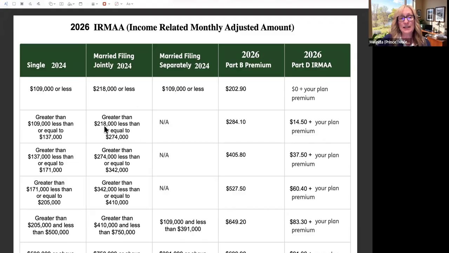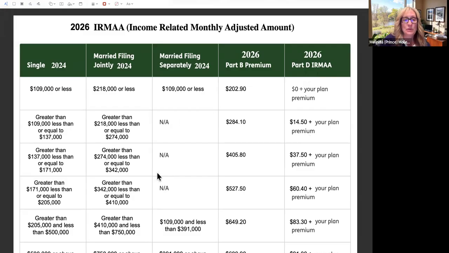If somebody's income goes into the higher category, so like 218 to 274, those people have to pay a higher B and D premium. So you can see the B premium goes up to 284.10, and they're going to tack this $14.50 onto your Part D prescription drug plan. And again, we'll talk about those plans in a minute, but whatever those plan premiums are, if your income is higher and they add IRMAA on top of it, they're going to tack that on top of that premium each month and for each spouse separately.